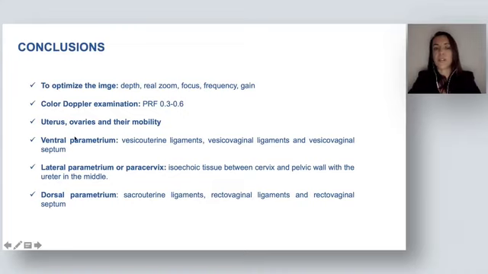We can assess with transvaginal ultrasound examination the uterus, ovaries, and their mobility, but we can also assess the parametria: the ventral parametrium, including vesicouterine ligaments, vesicovaginal ligaments, and vesicovaginal septum; the lateral parametrium or paracervix, that corresponds to the tissue between the cervix and the pelvic wall with the ureter and the uterine vessels in the middle. We can finally assess the dorsal parametrium, including sacrouterine ligaments, rectovaginal ligaments, and the rectovaginal septum.